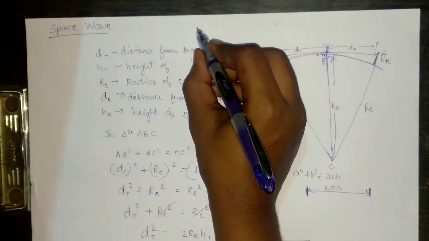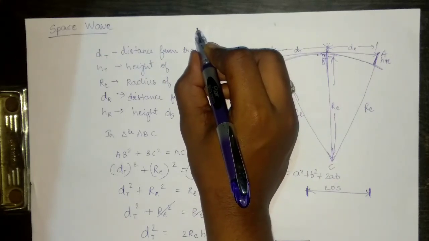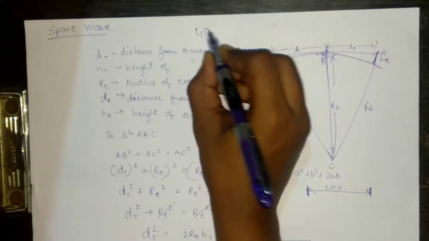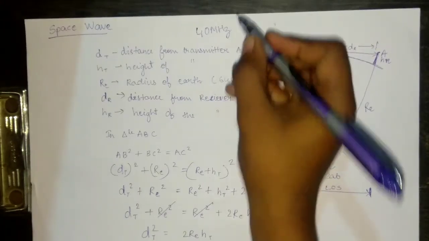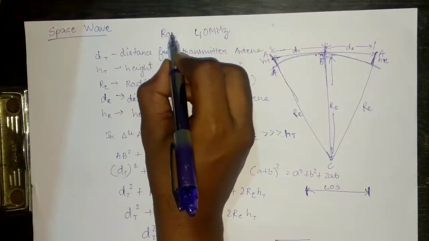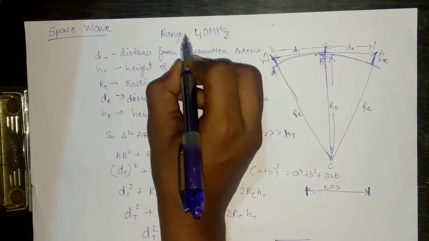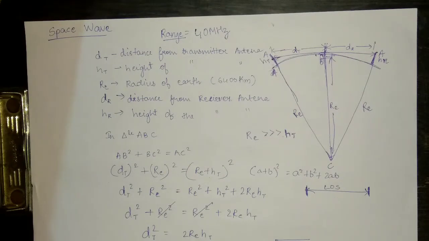Propagation of waves takes place for the waves which have the frequency greater than 40 megahertz. Any waves having frequency greater than 40 megahertz come under space wave propagation.